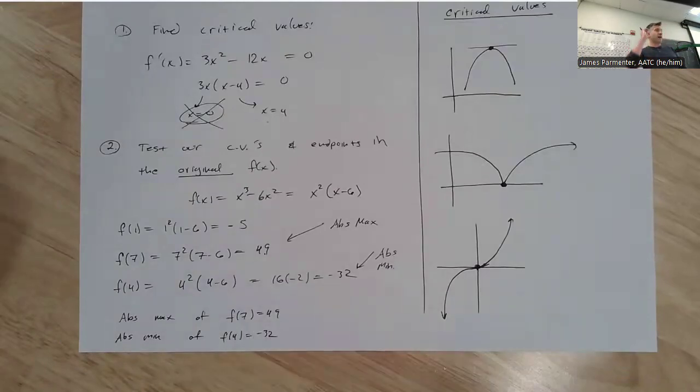Alternatively, you could say you have an absolute maximum at the point 7 comma 49, and an absolute minimum at the point 4 comma negative 32. But just be careful. When they're asking you for the where, it is the x part of the coordinate. When they're asking you for the what or the value, that is the y part of the coordinate.